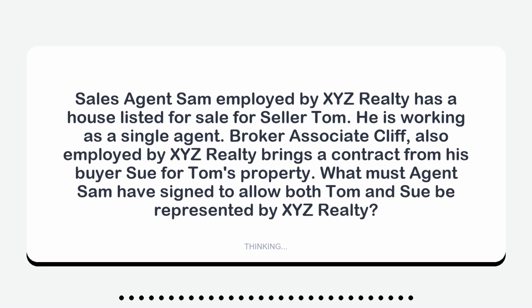Sales agent Sam, employed by XYZ Realty, has a house listed for sale for seller Tom. He is working as a single agent. Broker associate Cliff, also employed by XYZ Realty, brings a contract from his buyer Sue for Tom's property. What must agent Sam have signed to allow both Tom and Sue to be represented by XYZ Realty? Consent to transition to transaction broker notice.